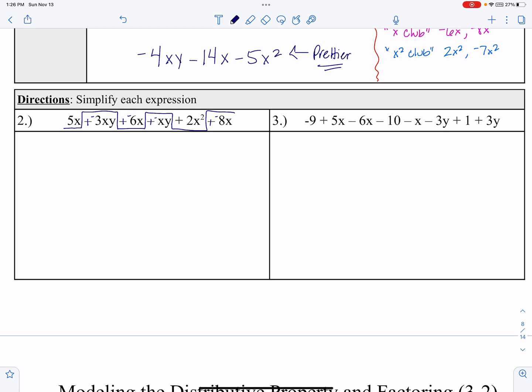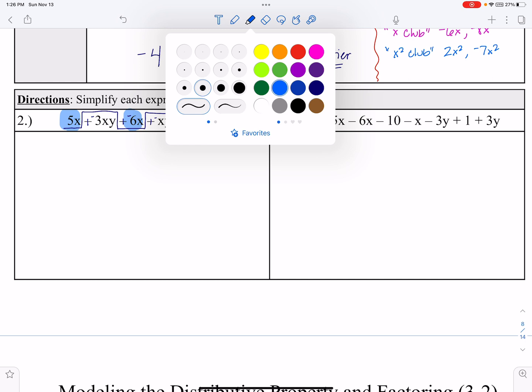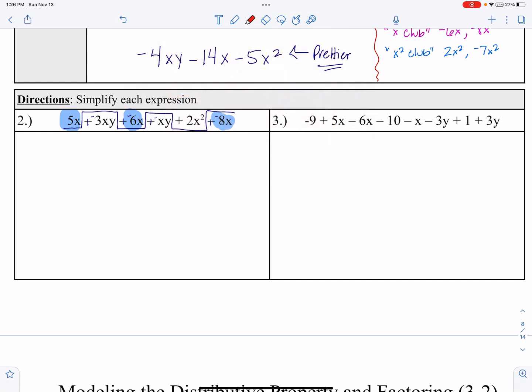So you may be able to do this and start to identify like terms, or you might do a hybrid where, now that you've done that, you highlight. So I have the 5x. I'm looking for all things in that x club. So I have a negative 6x and a negative 8x. Okay, and now I can go ahead and change colors. I see a negative 3xy.